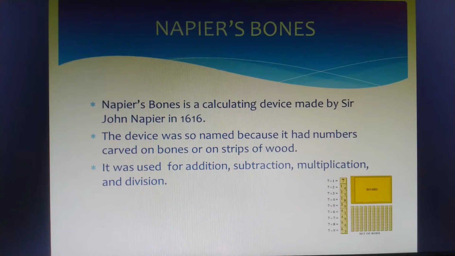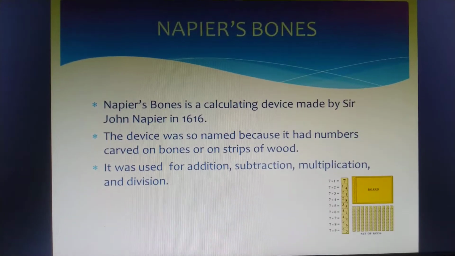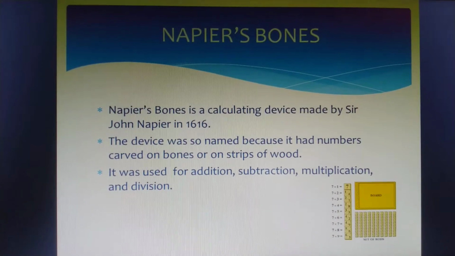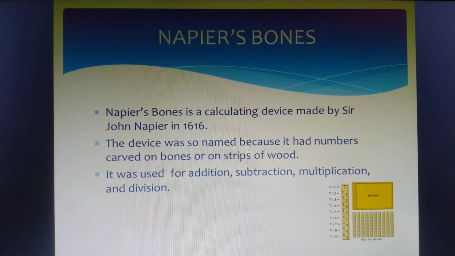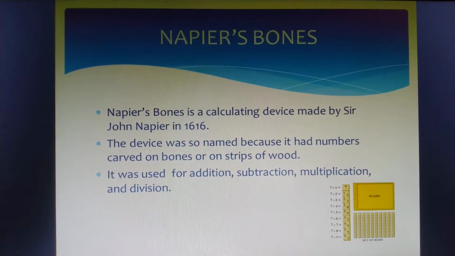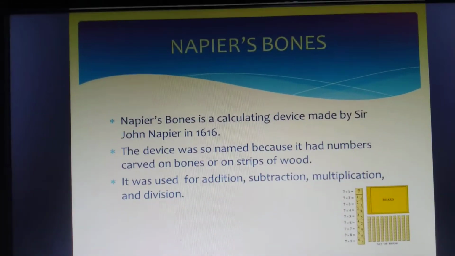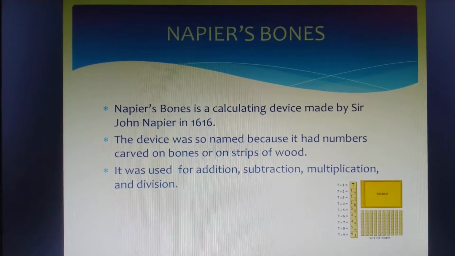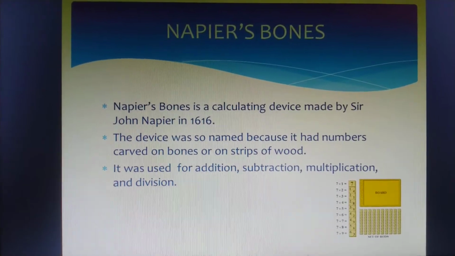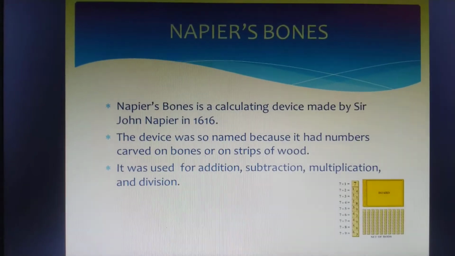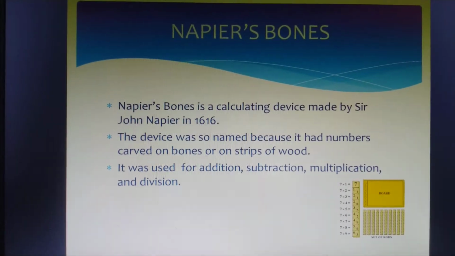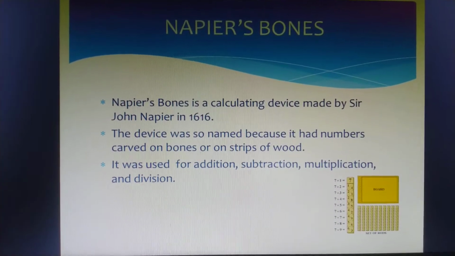It was used for addition, subtraction, multiplication and division. What are these? These are the arithmetical operations. So Napier's bones were used for addition, subtraction, multiplication and division. You can see the picture on the screen.